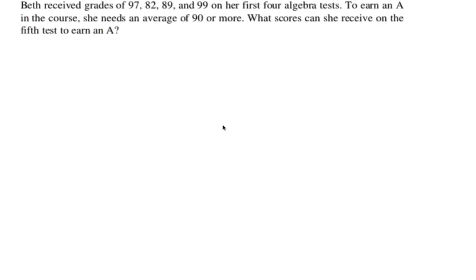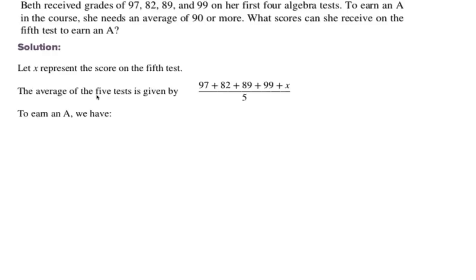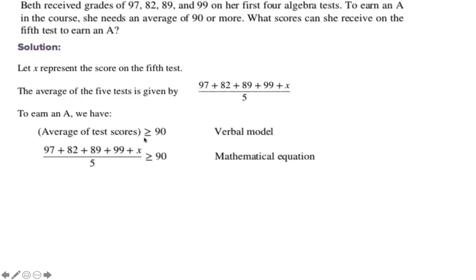Okay, suppose that Beth received grades of 97, 82, 89, and 99 on her first 4 tests. To earn an A, she needs to have an average of 90 or more. So the question here is, what score must she receive on the 5th test to get an A, which is again at least 90 or more? Well, we can let X be the 5th test, and the average of the 5 tests is adding them, divided by 5. And to earn an A, this average has to be bigger than or equal to 90. So I'm trying to solve for X.